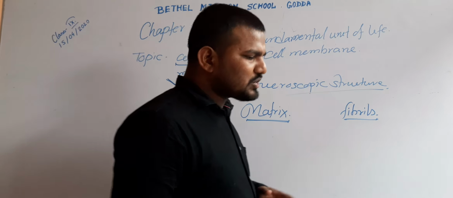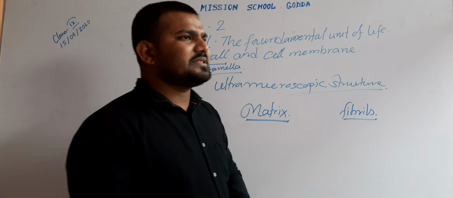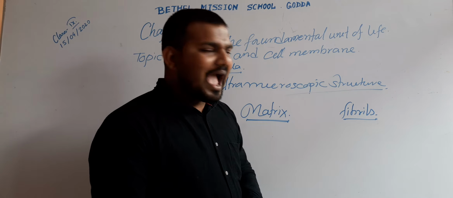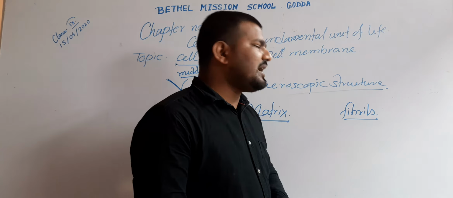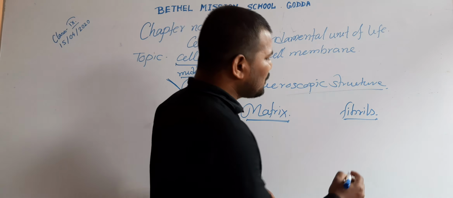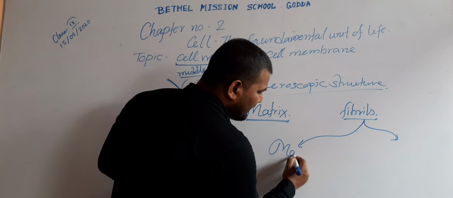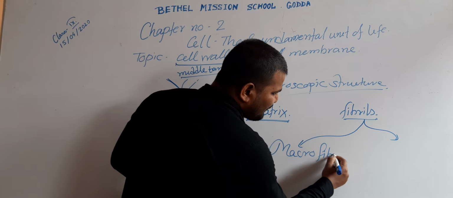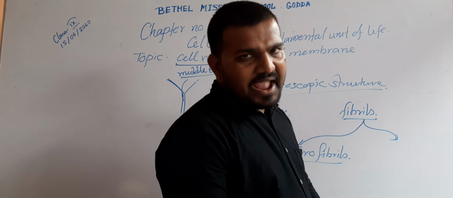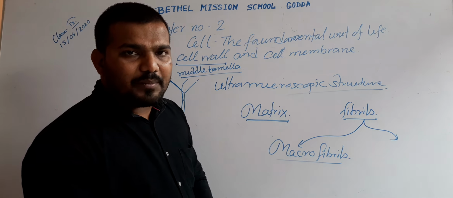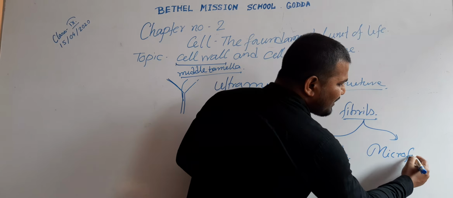Matrix means the fluid portion within which the fibrils are scattered or arranged, whereas fibrils are thin separate fibers arranged either straight or parallel. These fibrils can be of two types: macrofibrils and microfibrils. The thick fibrils arranged straight are known as macrofibrils, and the thin fibrils which are arranged parallel are termed as microfibrils.